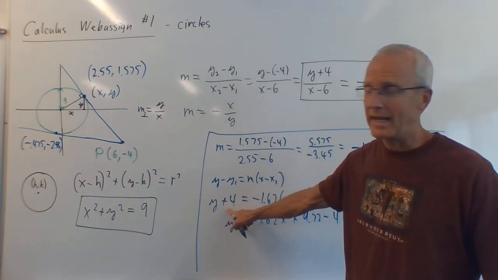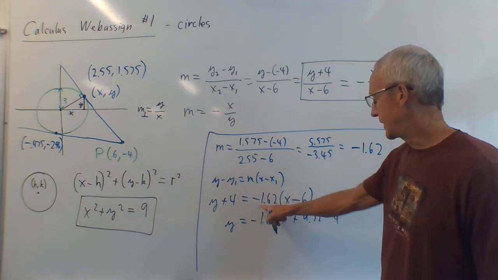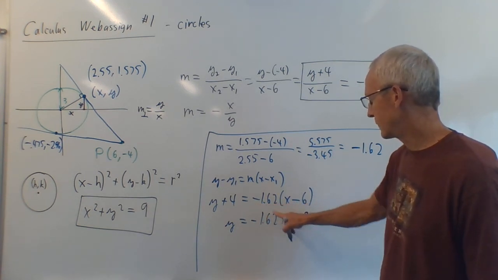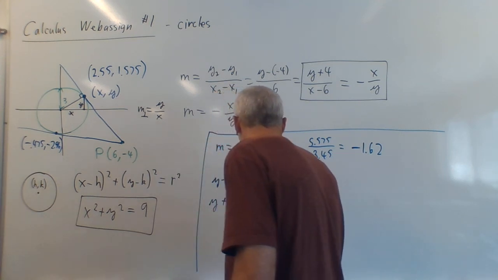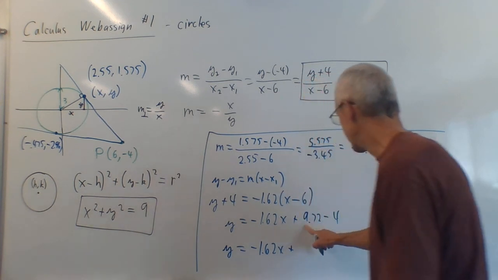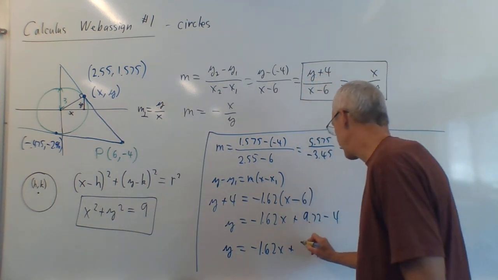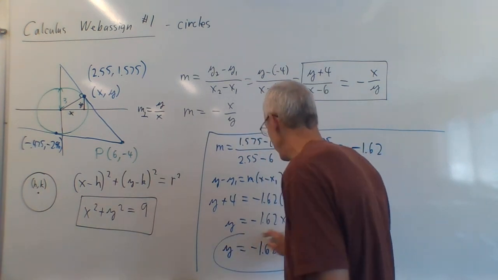That's the one I always forget that. Be really careful and make it negative. Plus 4 becomes a -4. Negative times negative comes positive. 9.72. Okay, now we just combine those two. So y is equal to -1.62x plus, this I can do in my head, 9 minus 4 is 5, so 5.72. That's one of our equations.